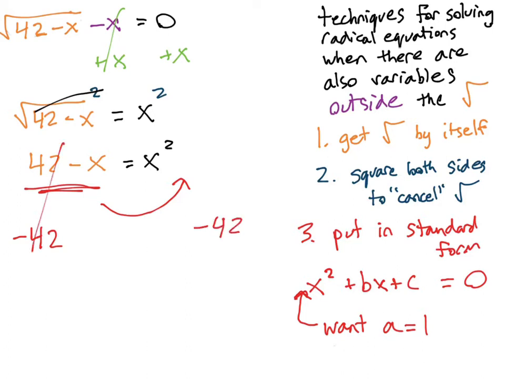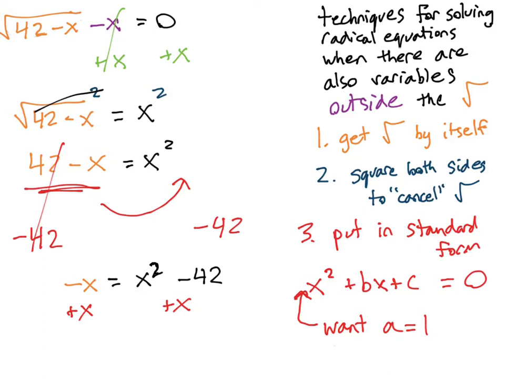Positive 42 minus 42 cancels out, and now we have negative x equals x squared minus 42, and let's also move this negative x over to the other side of our equal sign. And we can do that by adding it to both sides. Now I did this in two separate steps just so that you could see clearly what we're doing, but feel free when you're working on your own to add all of these terms to the other side in just one step if that's a little bit faster for you.